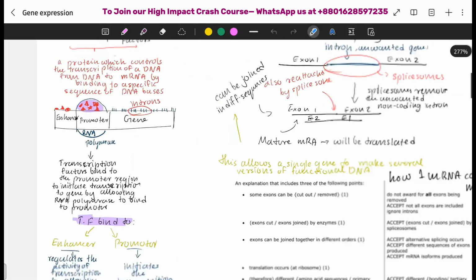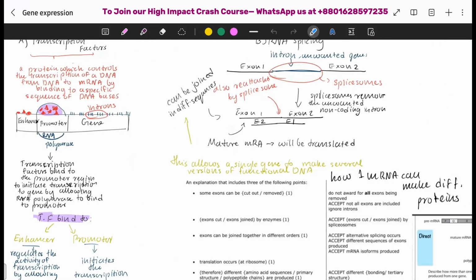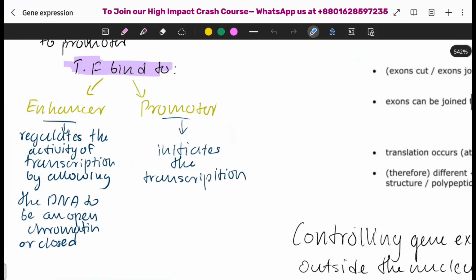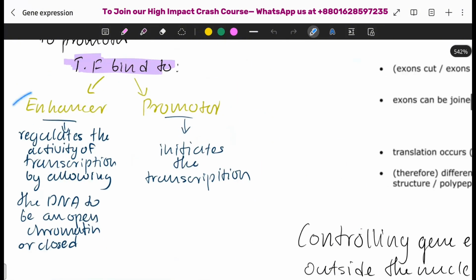The transcription factor will bind to either the enhancer or the promoter. If it binds to the enhancer, it will regulate the activity of transcription by allowing the DNA to be open chromatin or closed. And for the promoter, we already said that it will initiate the transcription. So the enhancer will enhance it. The promoter will start or promote the transcription.